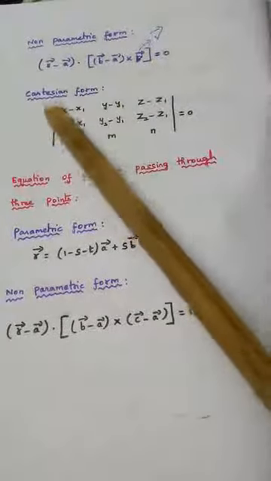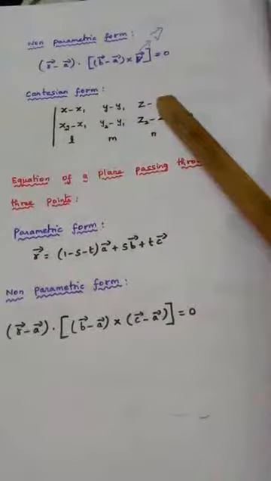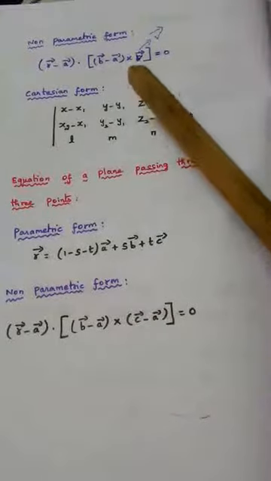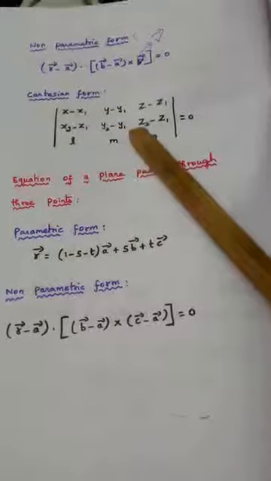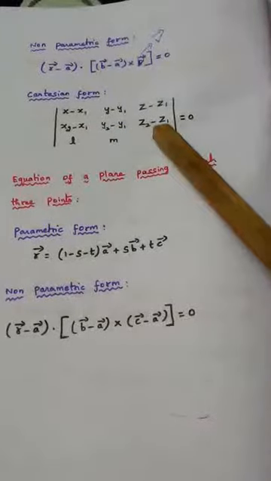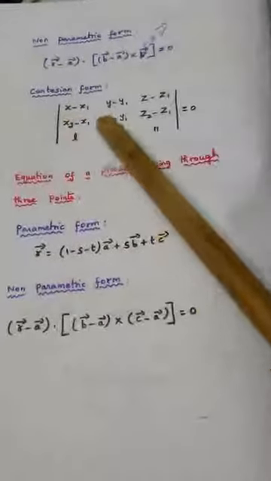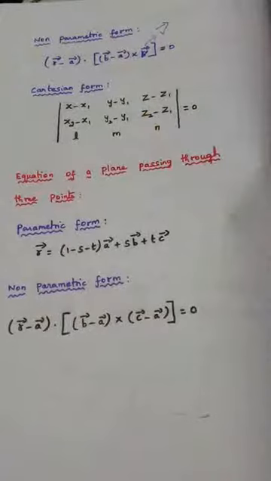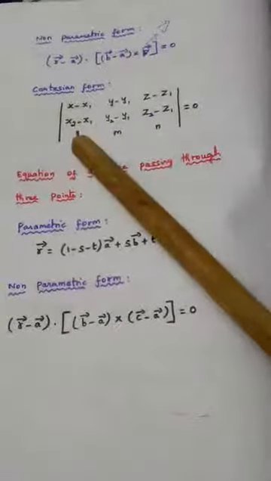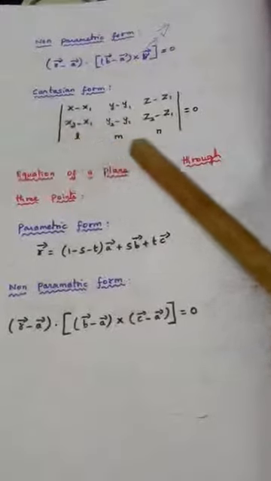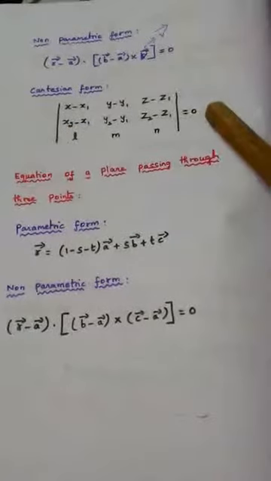Cartesian form: determinant with first row x minus x1, y minus y1, z minus z1, and second row x2 minus x1, y2 minus y1, z2 minus z1. By seeing this itself, you can understand x1, y1, z1 is the first point and x2, y2, z2 is the second point, so I can say the plane passes through 2 points. And the last row L, M, N is nothing but one parallel vector. The determinant equals 0.